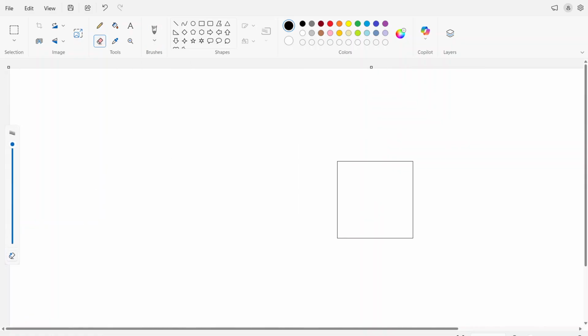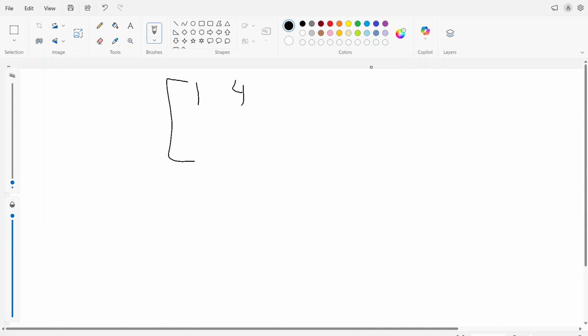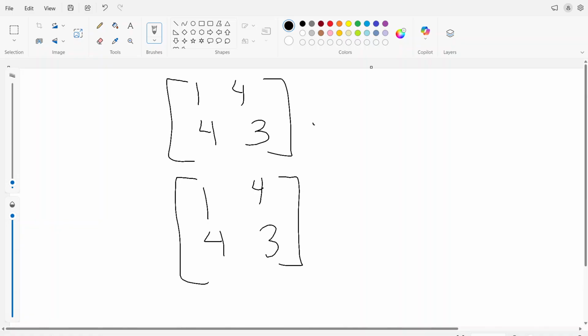The 12th thing I want to talk about is symmetric matrices. Sometimes after transposing, nothing changes. For example, take [1, 4; 4, 3]. The transpose matrix will become [1, 4; 4, 3], which is exactly the same as our original. This is called a symmetric matrix. By definition of a symmetric matrix, A original equals A transpose.